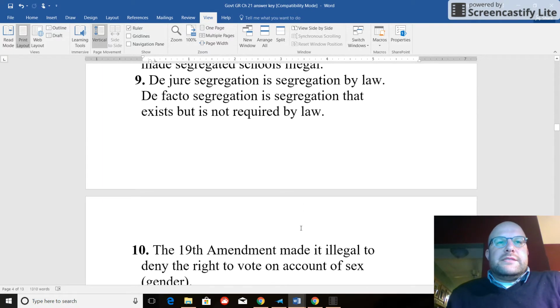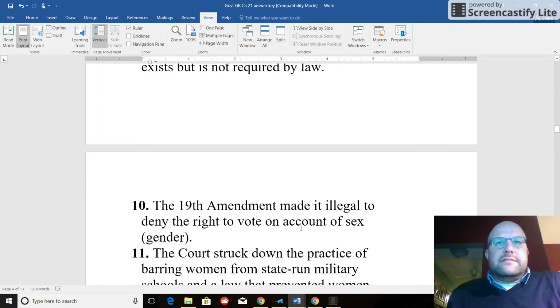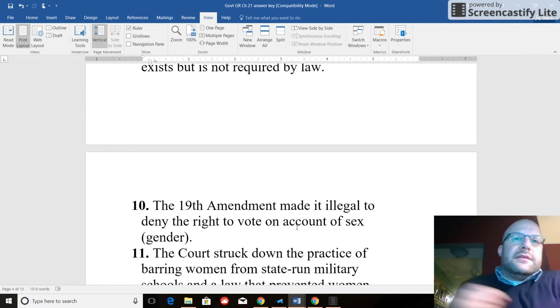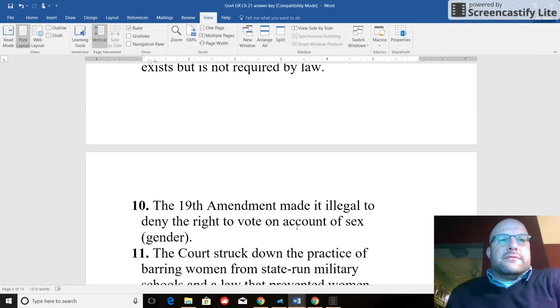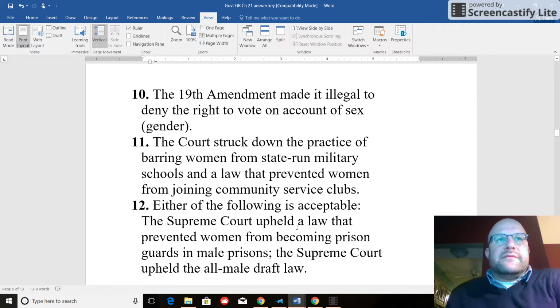What we didn't cover was the 19th Amendment, another piece of the history of equality, which made it illegal to deny women the right to vote, or to deny the right to vote on account of gender. Let's look at two examples of how these cases were applied.